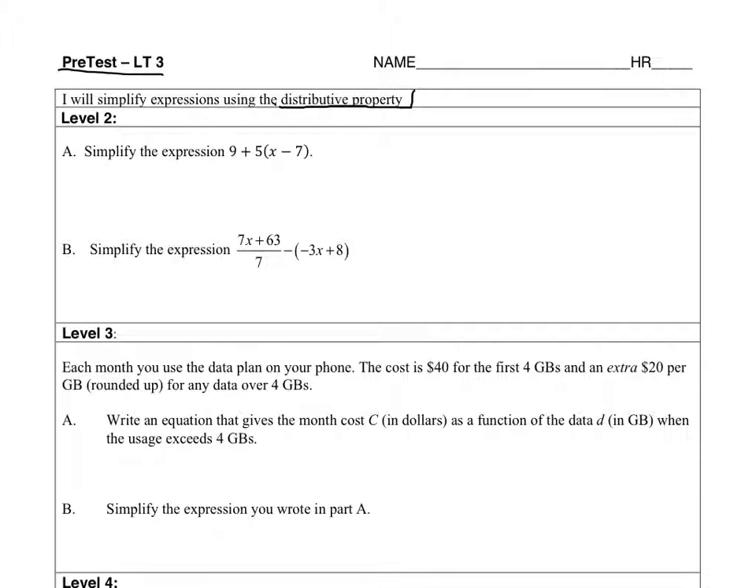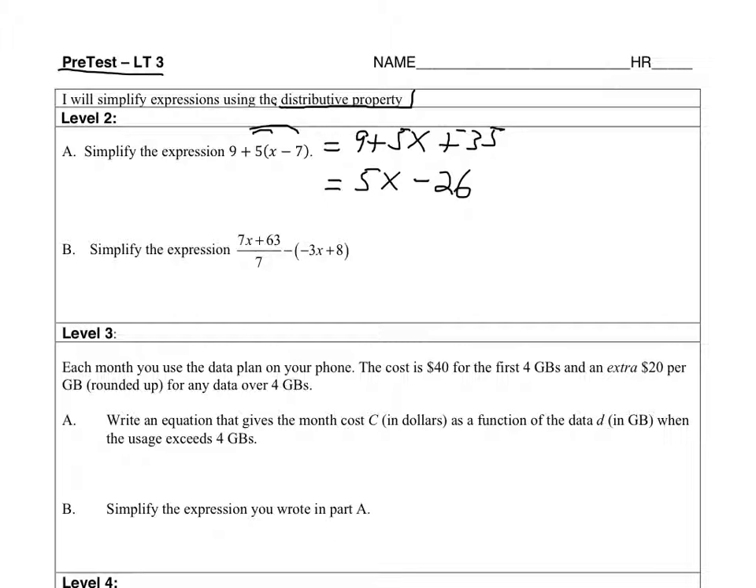So when I see those parentheses, I know that I need to multiply that 5 by both the x and the negative 7. And when I do that, I get 9 plus 5x minus 5 times 7, which is 35. And then I combine like terms. 5x is the only x in the question, so I know it appears in my answer. And then 9 and 35 are like terms. I'm going to treat that as a negative 35. And negative 35 plus 9 is going to be negative 26. So I've got minus 26.